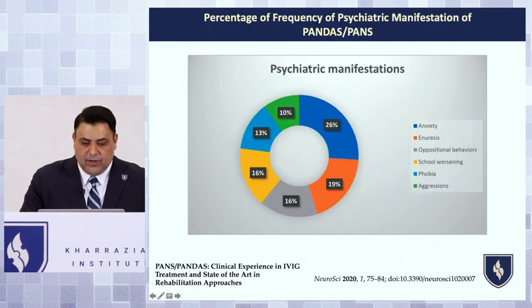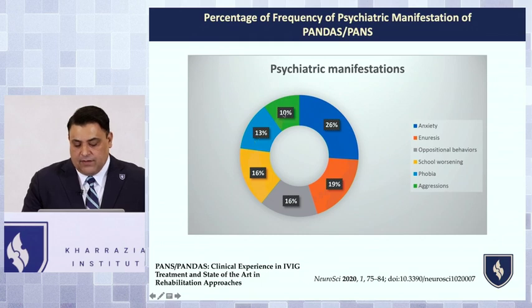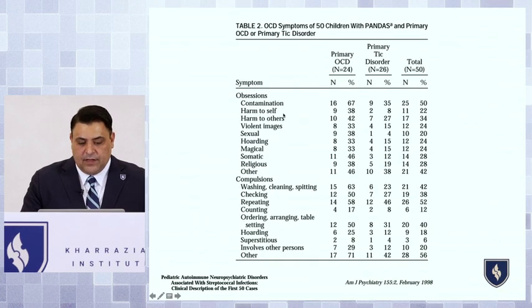And then when you look at the frequency of neuropsychiatric symptoms, 26% suffer from anxiety. Enuresis is also common: 19% develop enuresis, 16% develop oppositional behavior toward their parents and people around them, and their friends in school. Performance at school worsens in 16%. Phobias start to develop, 13%. Aggression starts to develop as far as the psychiatric manifestations.